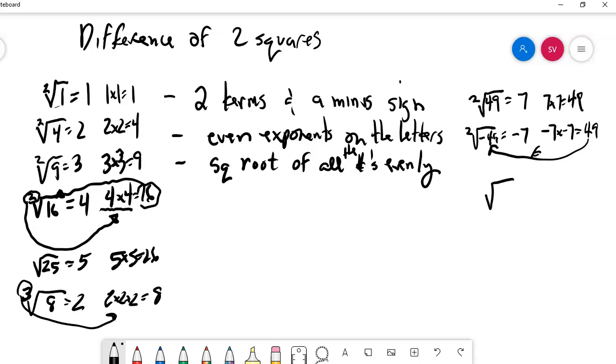However, we can have a minus sign in an odd number root. So the cube root of 27 is 3 because 3 times 3 times 3 is equal to 27. And the cube root of minus 27 is minus 3 because minus 3 times minus 3 times minus 3 is equal to minus 27. So that works, having a minus sign in an odd number root, but you cannot have a minus sign in an even number root. So let's look at some examples here.